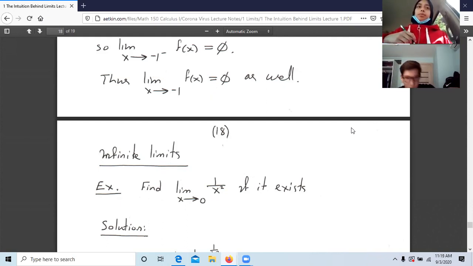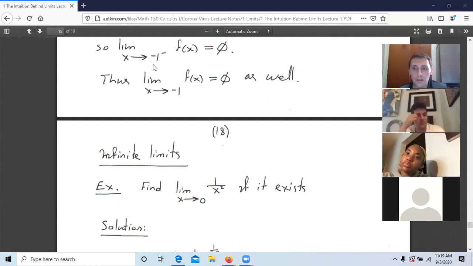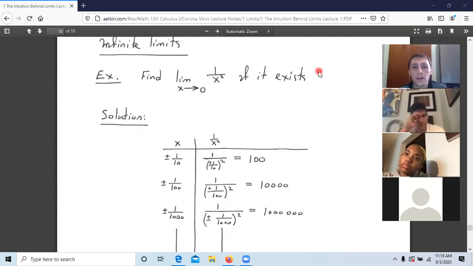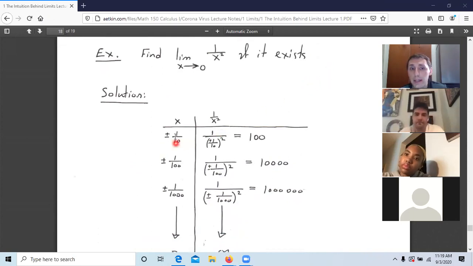So, guys, I want you to see what happens here. Here is what we're doing in terms of a table, right? We're plugging counterfeit zeros. I want to plug right away either plus or minus. It doesn't matter when you square.